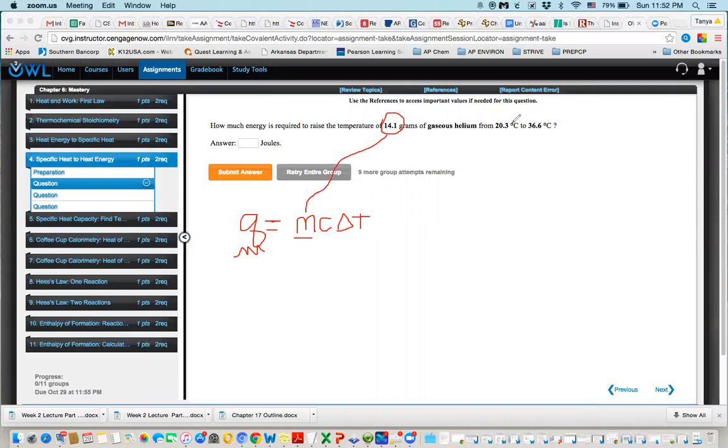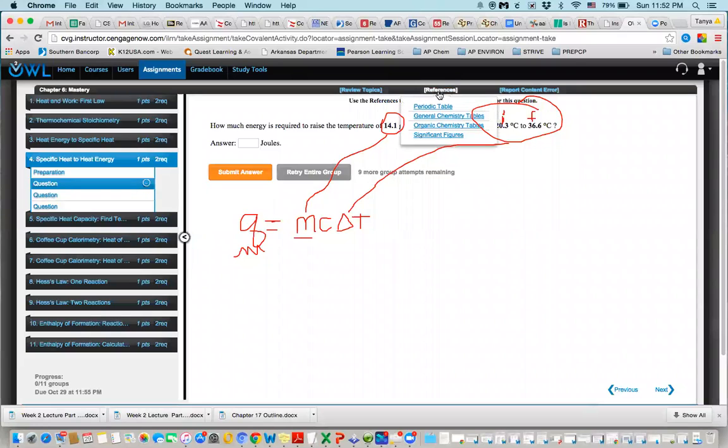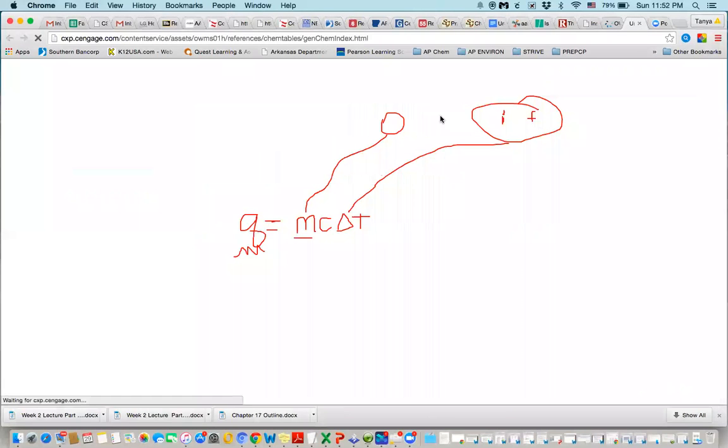We have the temperature. So the final temperature is here. The initial temperature is here. Subtract 36.6 minus 20.3 and plug that in there. And then it's like, well, what about C? Look at your little reference table right here. See where it says references, and it actually says use the references to access important values if needed for this question. So if we click on this reference table, then it says periodic table, general chemistry table, organic chemistry tables, and significant figures. How about general chemistry tables?